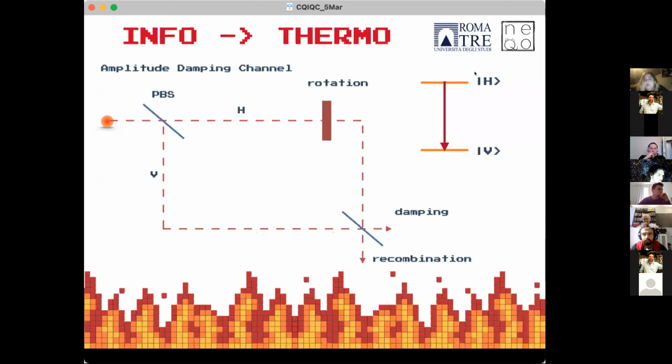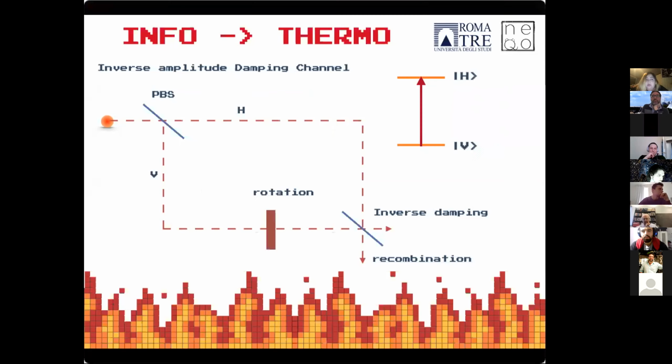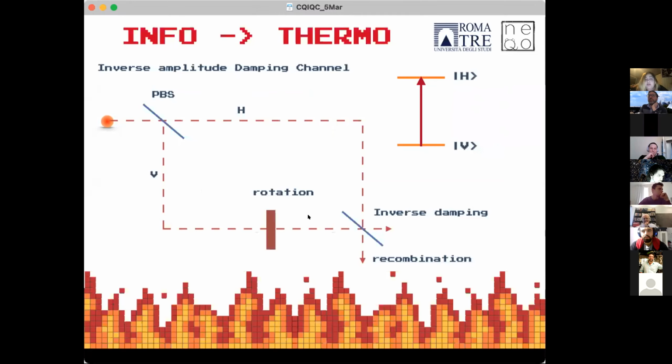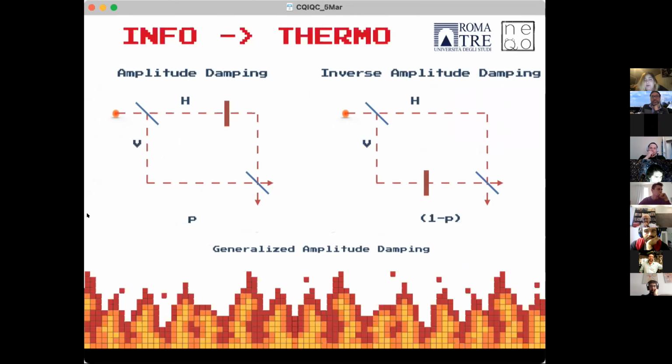You move your population from the H component to the V. Okay, so this is the amplitude damping. If you want to perform the inverse amplitude damping, you just perform the rotation on the V components instead of on the H. And so you're moving population from the V to the excited state H. If you do both of them together with a probability P and 1 minus P, you have your generalized amplitude damping channel.